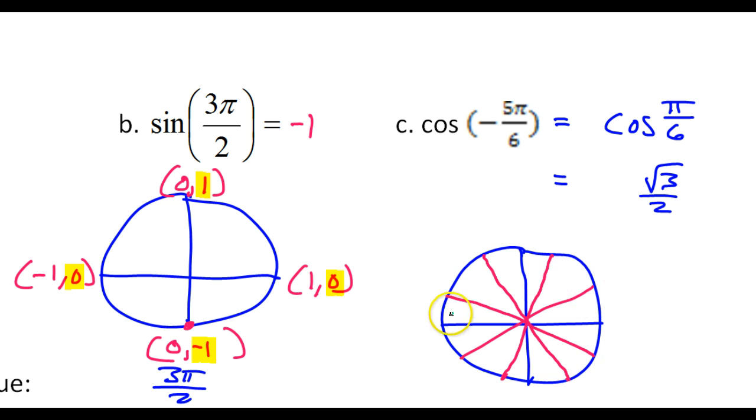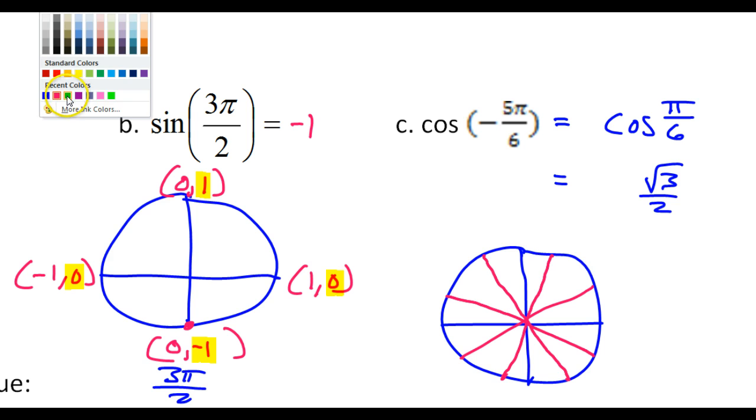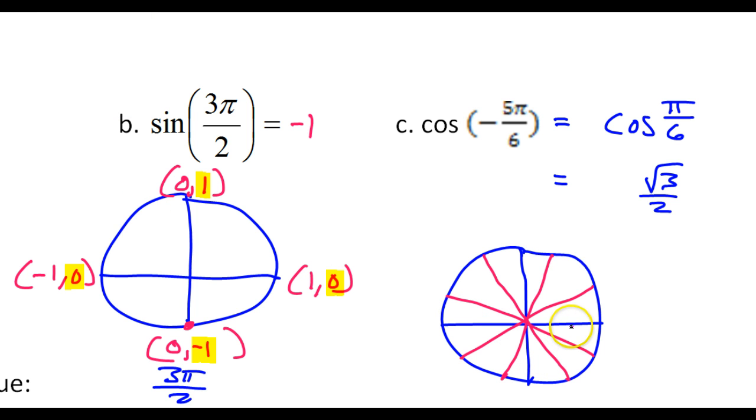So now I've divided my top hemisphere into 6 pieces. So I've got pi over 6 happening. So I need to go negative 5 pi over 6. That means 5 pi over 6 clockwise. So here I go. Negative 1, 2, 3, 4, 5. So this is a picture of negative 5 pi over 6.